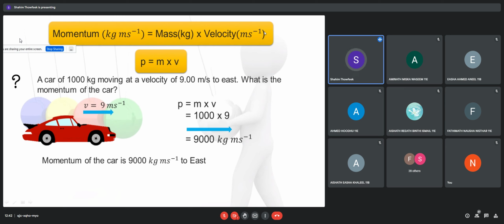And one more important point, if the mass is given in any other units, grams, milligrams, or pounds, we have to convert into kilograms first, and velocity also. If they are giving centimeters per second or kilometers per hour, you have to change it into meters per second, and then only you can find the momentum. Finally, the momentum of the car is 9,000 kilograms meters per second to east.